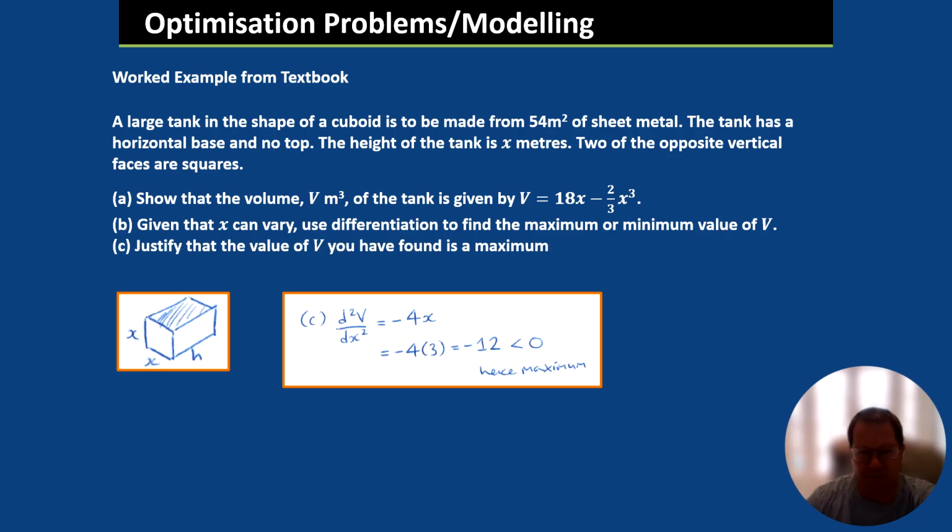And then part C, justify that the value of V you have found is a maximum. So if we use the second derivative, we get negative 4x. Now, since x is a positive value, we know that negative 4x is going to be negative. But the exam often like you to actually substitute the value in and get an answer. So since x is 3, negative 4 times 3 is negative 12. And since that is less than 0, it's negative, that implies that we have a maximum as requested.